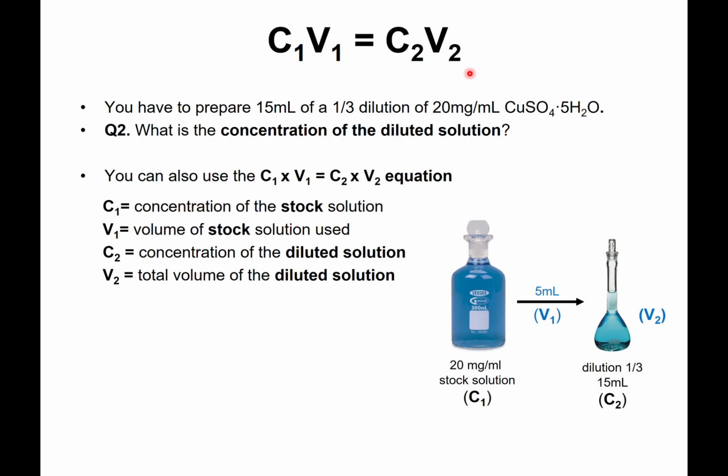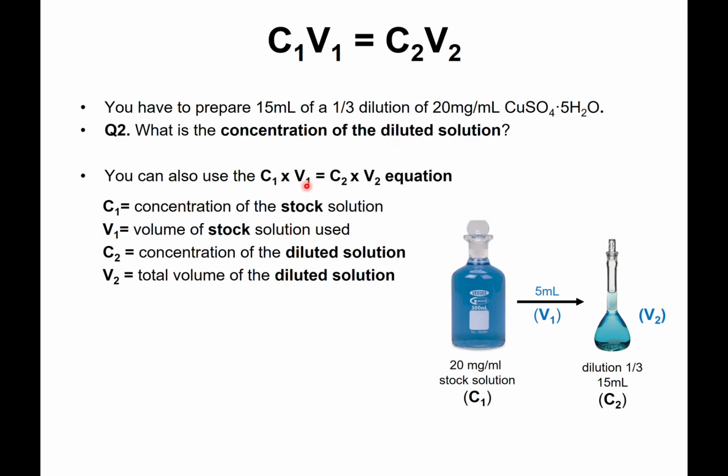Okay, so let's go through an example of how we can use it. In our case, you have to prepare 15 milliliters of a 1 in 3 dilution of this stock solution, 20 milligrams per milliliter copper sulfate pentahydrate here. What will be the concentration of the diluted solution? Let's find the information to plug into this formula. So C1 is the concentration of the stock. It's 20 milligrams per milliliter.